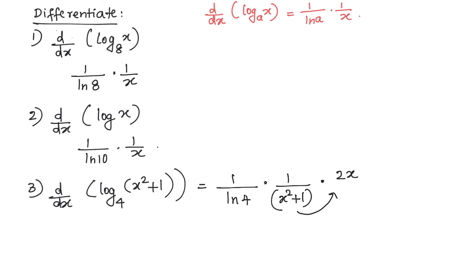Do not cancel this 4 and 2 because that is ln of 4. This whole thing is a constant. So we can write under one fraction bar 2x over ln of 4. Oh, let me write x square plus 1 in the beginning, or use proper parentheses. So x square plus 1 times ln of 4.